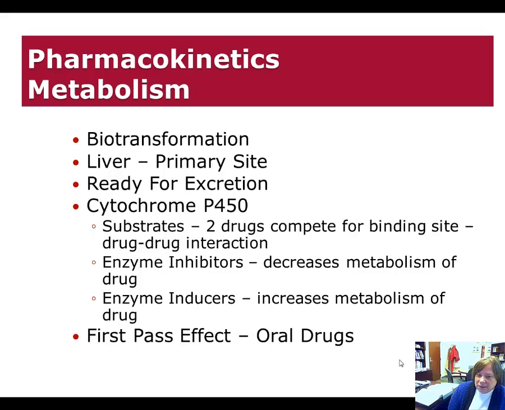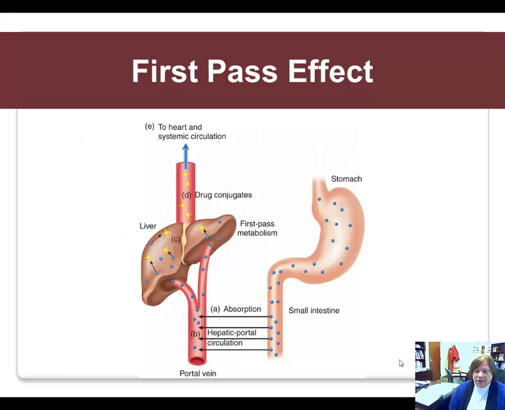With the substrate, you have two drugs that are competing for the same binding site, and this is when you're going to have a drug-drug interaction. If you have two drugs and they're both substrates, that means one drug may have more of an effect than the second drug. Enzyme inhibitors are going to decrease the metabolism of the drug, which means the drug is going to stay in an active form longer.